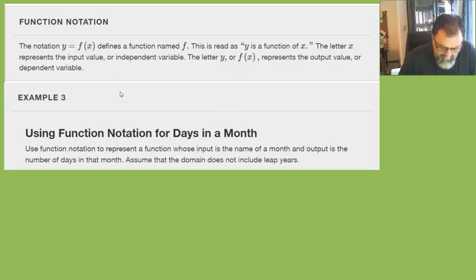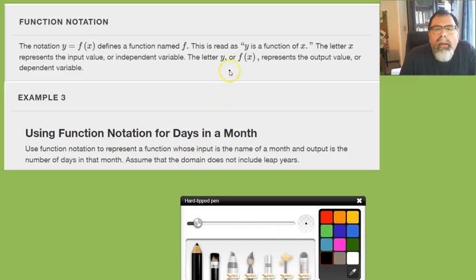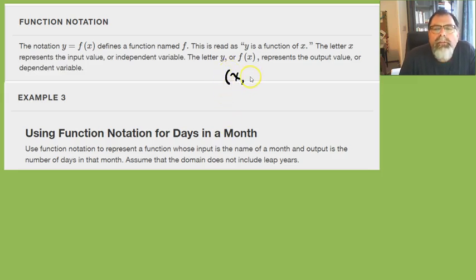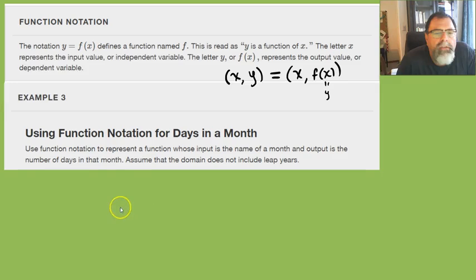represent the output value, or the dependent variable. So when I'm doing ordered pairs, if I have x, y as my ordered pair, but I'm using function notation, my output value can be written as f of x, because this is equal to y. So that's important to understand. I didn't understand that when I was a freshman in college, and later on I figured it out, and it made things so much easier when using function notation.